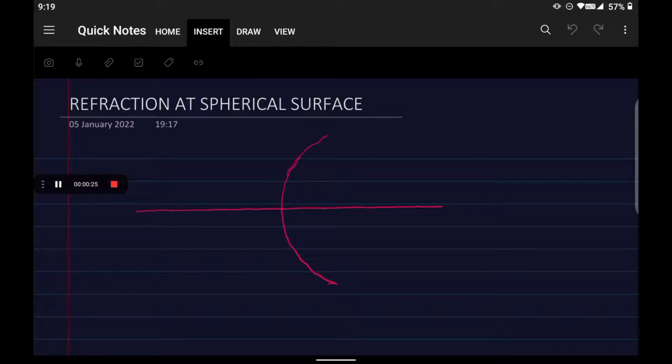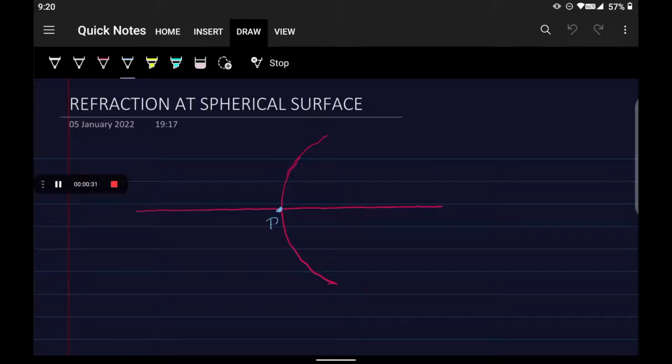In this, let us mark all the parts over here. So here the point P is called the pole, and this is your center of curvature, as you know very well. And the normal can be drawn passing through the center of curvature, right? So now what I am doing is, I am going to place an object over here.